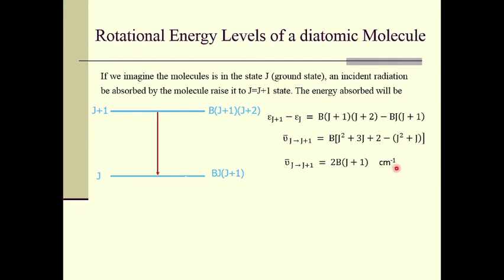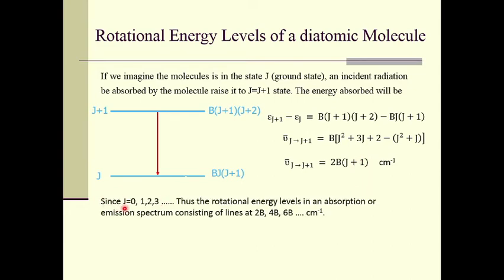So we are considering this per centimeter unit, so wave number units we write in this format. That means the wave number corresponding to the radiation that is interacting with two adjacent energy levels is equal to twice b into j plus 1. Now since j is equal to 0, 1, 2, 3, and so on, the rotational energy levels in an absorption or emission spectrum consist of lines 2b, 4b, 6b, etc.